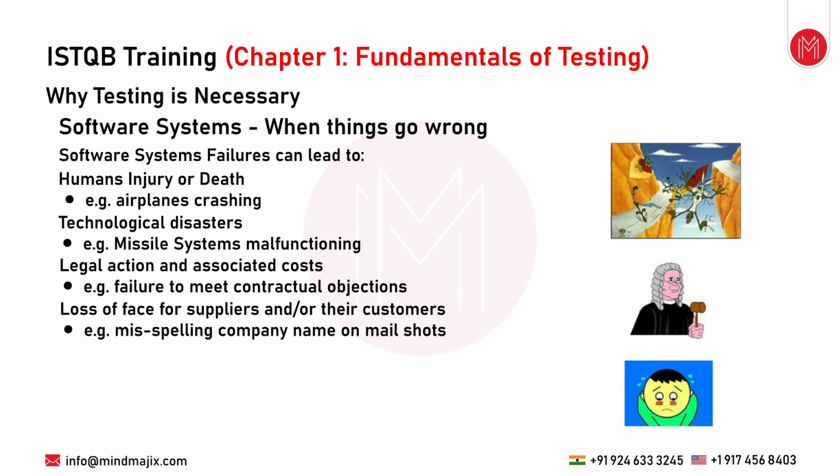So as I talked about the failure, when things go wrong, right? And why do things go wrong? What happens when things go wrong? System failure can lead to human injury or death.